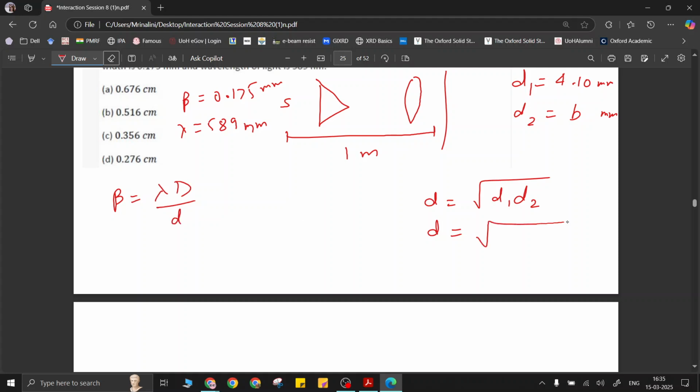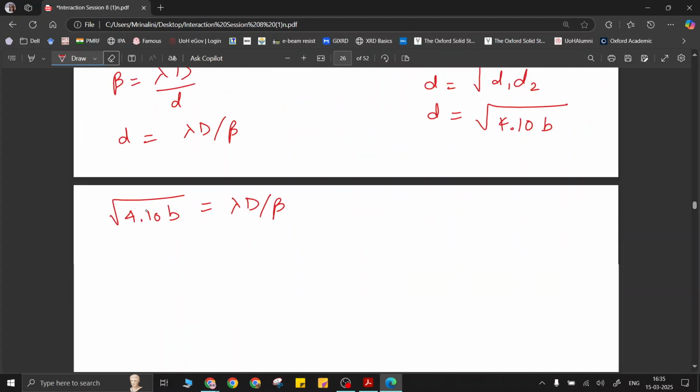d is d1, which is 4.10, multiplied by b. And all these values we know. So D will be lambda d by beta, and d is the square root of 4.10 times b, equal to lambda D by beta. That means finally we have to take the square. So 4.1 times b is equal to lambda squared D squared divided by beta squared.